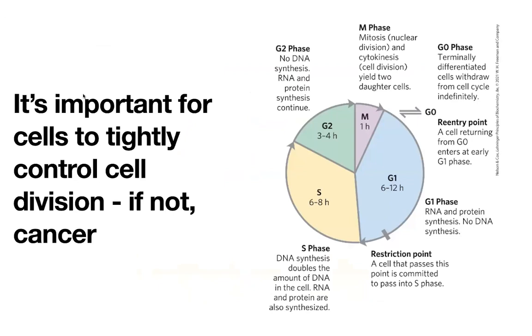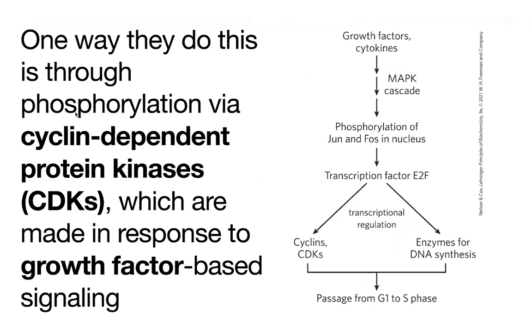It's really important that cells tightly control their cell division, or if not, you get uncontrolled cell growth, which is cancer. There are different phases of cell division, and there are different checkpoints at these different stages so that cells only divide when the time's right. But if there are problems with that, you can get missignaling and uncontrolled growth. One way in which cells control things is through phosphorylation via cyclin-dependent protein kinases, or CDKs, which are made in response to growth factor-based signaling.